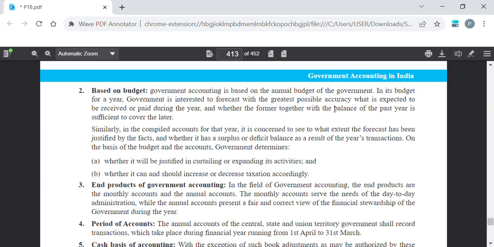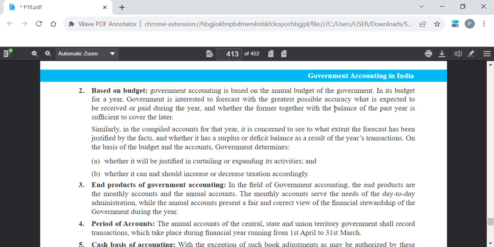Next point is based on budgets. Government accounting is based on annual budgets of government. In its budget for a year, government is interested to forecast with greatest possible accuracy what is expected to be received or paid during the year and whether the former together with the balance of the past year is sufficient to cover the latter. So government accounting is based on the annual budget of government.